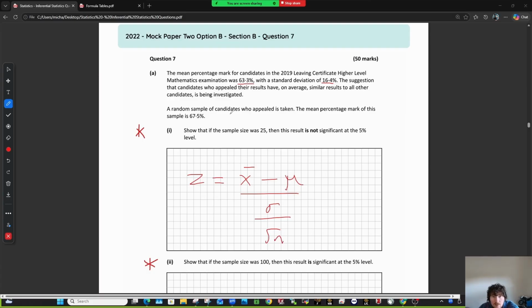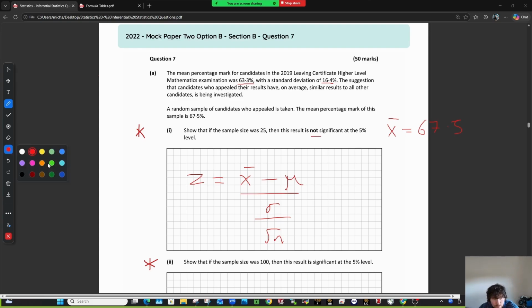A random sample of candidates who appealed is taken. The mean percentage mark of this sample was that, so that is an X bar. So we definitely will be using this formula down here, and we can keep it in percentage. There's no need to change it to a decimal because our sigma will be in a percentage as well. So show that if you have a sample size of 25, this is not significant, right?